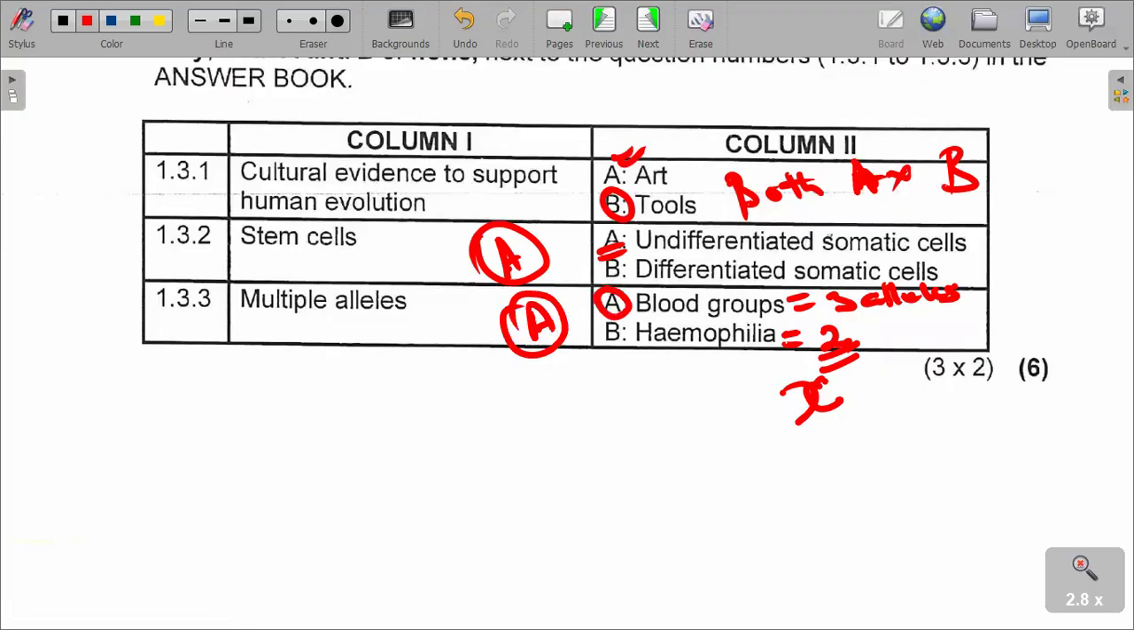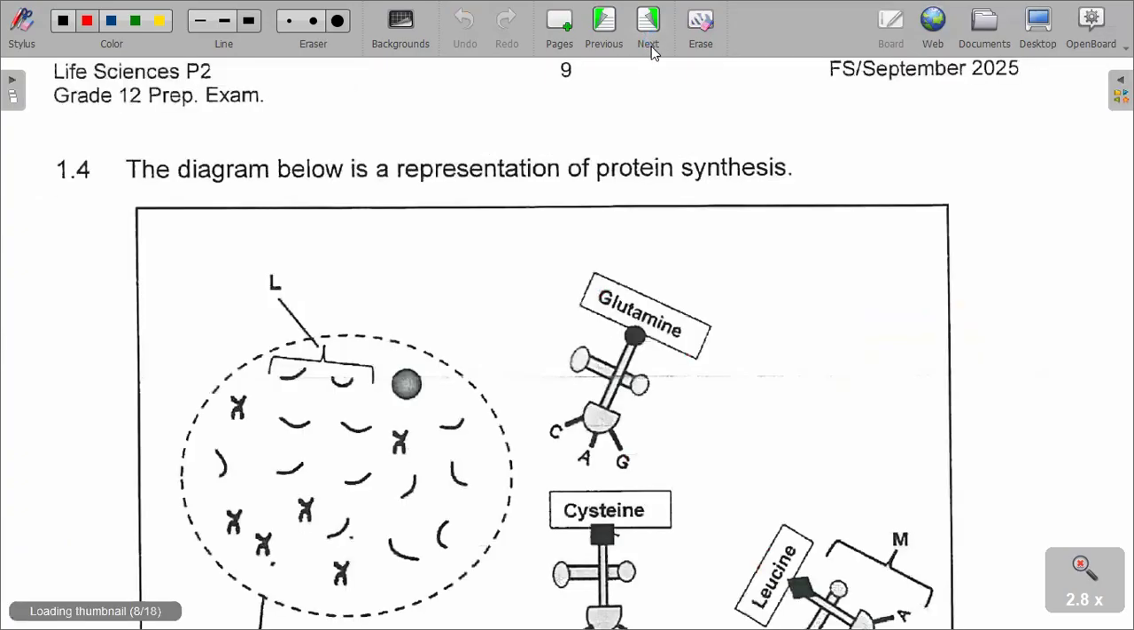Blood groups are controlled by multiple alleles. That is an example of multiple alleles. And then we have the diagram representing protein synthesis. We say that protein synthesis is what we call protein formation.